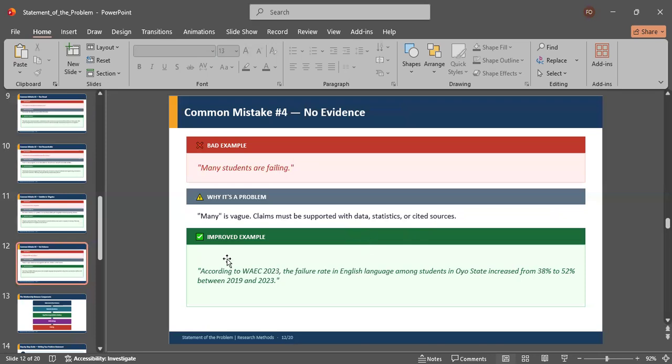So look at the example here. It says, according to WAEC 2023, the failure rate in English language among students in Oyo State increased from 38% to 52% between 2019 and 2023. This is a properly written one with evidence. You can't just tell us that students are failing. They failed, but how much have they failed? How many percent failed?